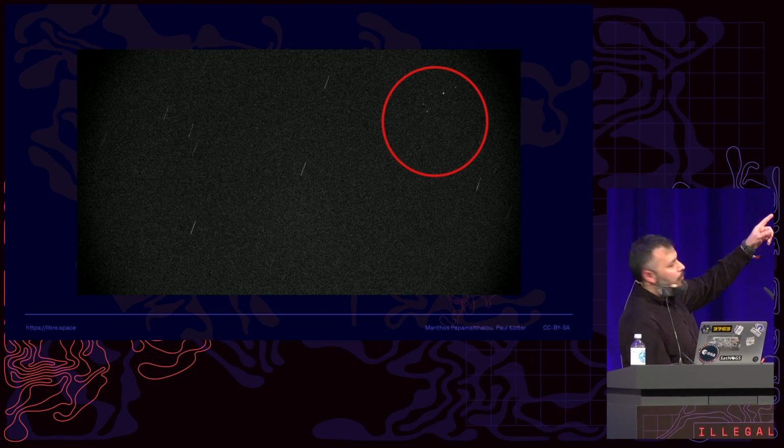And this is an image from a telescope from Thessaloniki observatory. It's called Holomontes Observatory, and you can see this is actually the Ariane upper stage, and I think it's the second stage on the side.